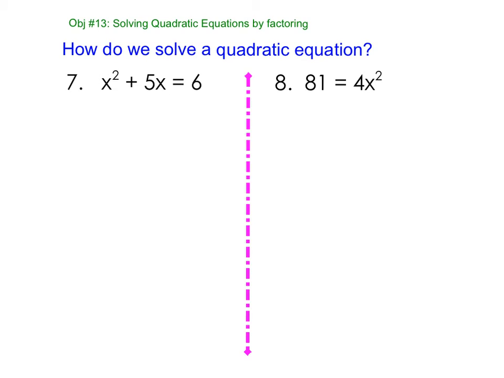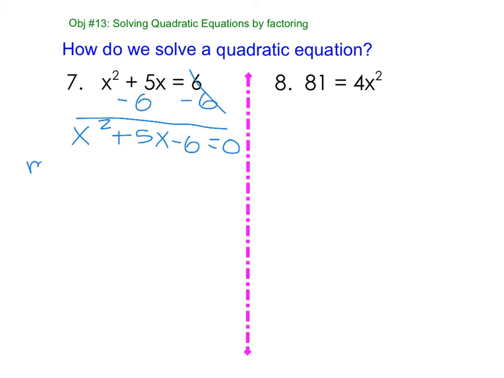So in number 7, I'm just going to subtract 6, because we have to have 0. We need to use the zero property. 6 minus 6 is 0. Now that minus 6 doesn't combine with anything. It's a plain number. So whenever we're doing quadratics, we have to use the zero property, which means we need 0 on one side. So 100% of the time, make sure you have 0 on one side.